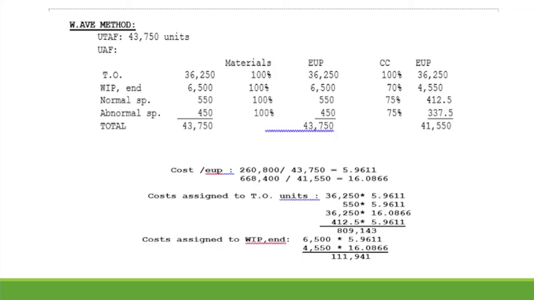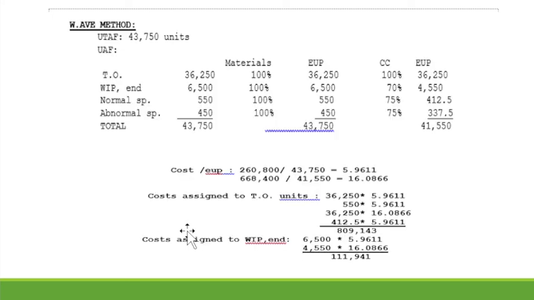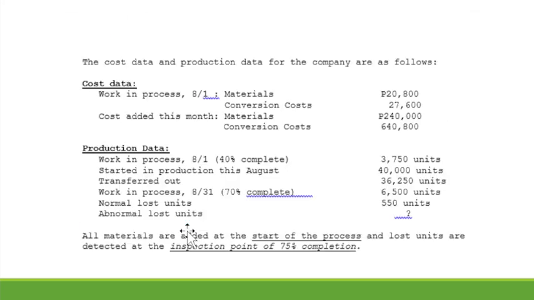Pero under the weighted average method, same logic, 450 times, pero naiba na po ang iyong unit cost. 5.9611 and then 337.5 multiply it to 16.0866, that is 8,112. Minsan nakakalito talaga ang process costing, especially when it involves complex items such as, okay, saan ba pinapakomplikado ang process costing? Dito sa items ng notes.